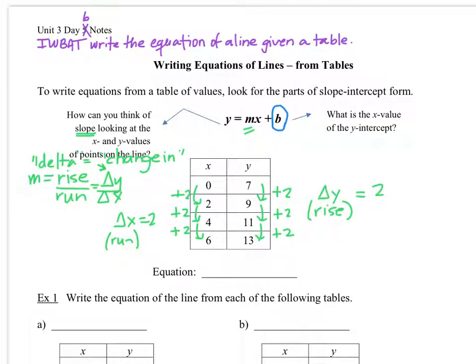So now I'll ask you to revisit rise over run being the same as delta y over delta x, and we can write a ratio of the values that we just got. So we can say delta y over delta x, our rise over our run, our slope, is 2 over 2. And you always want to simplify your slope, so I'm going to just say that that is 1. The second part then is to identify the y-intercept.